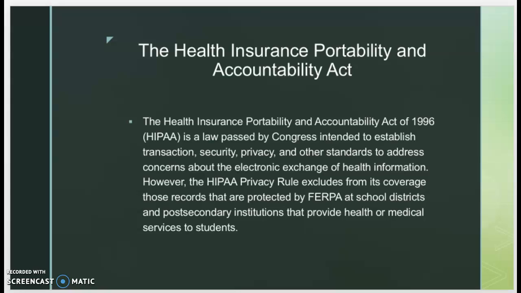However, the HIPAA privacy rule excludes from its coverage those records that are protected by FERPA at the school districts and post-secondary institutions that provide health or medical services to students. So this pertains to student privacy and school record. If it's covered under FERPA, it's not covered in HIPAA.